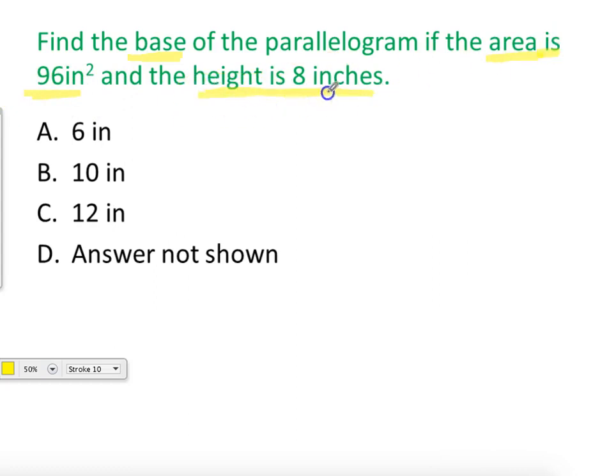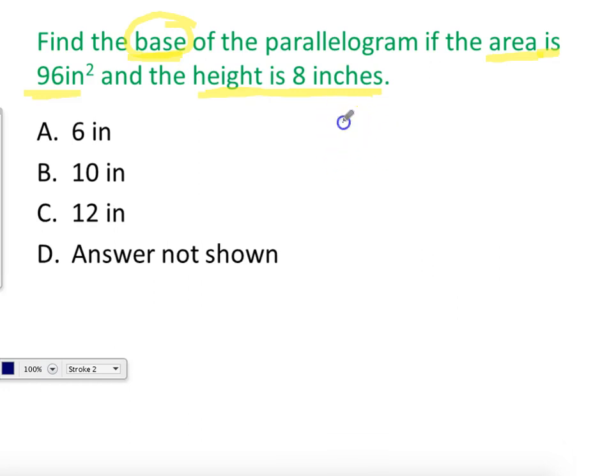In this case, we're given the height and the area, and we need to find the length of the base. If you want, you can go ahead and click pause now and try to answer this on your own. Get involved. The more you practice, the better you're going to get at math. Try this on your own, and when you're ready to check your work with mine, click play.